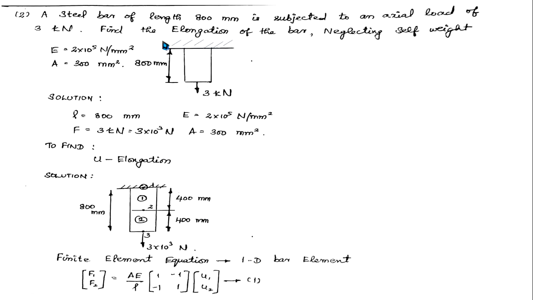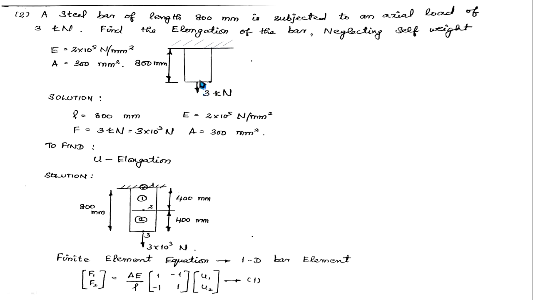They have provided the Young's modulus, which is 2 into 10 power 5 Newton per mm square, and the cross sectional area as 300 mm square. So this is your given figure. It is a cantilever bar with a given load at the end of the bar, 3 kilonewton. That is an axial load.